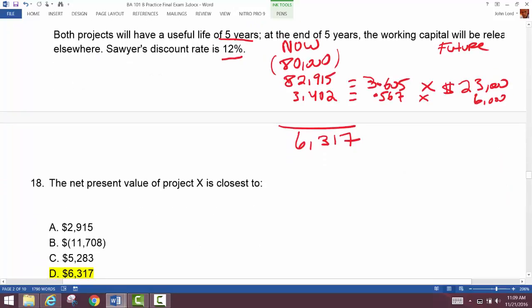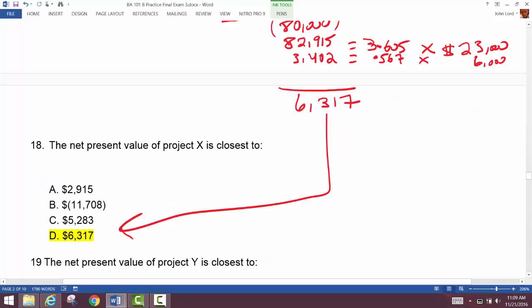Okay. Would you do this project? Yeah. What is it they say in Fremont? I would hella do that, right? No? Okay. Because it's what? Because it's more than what? Okay, so that's 6,317, right?